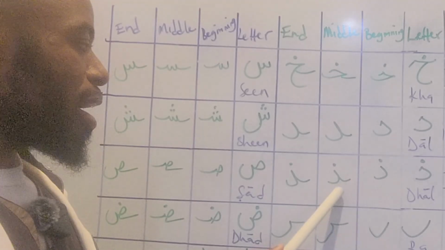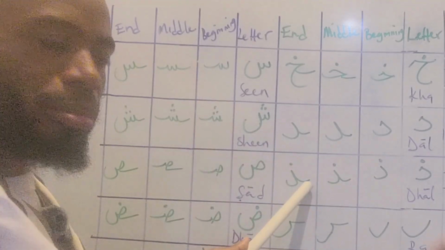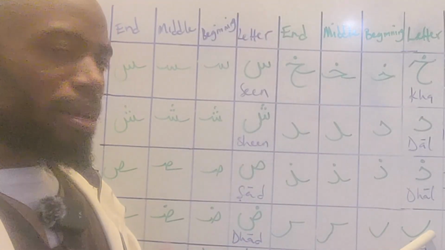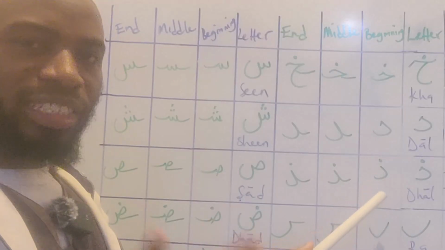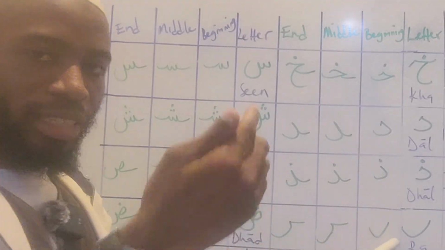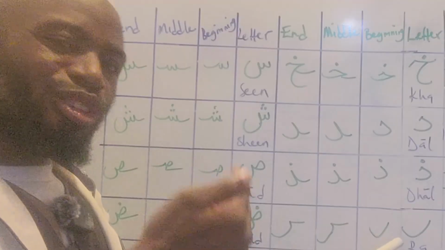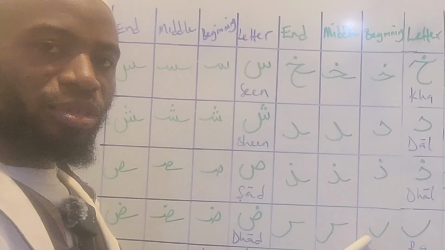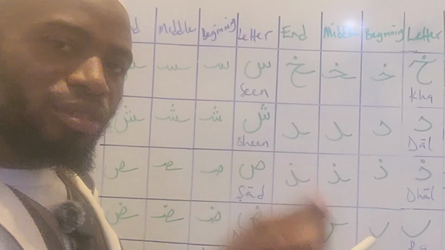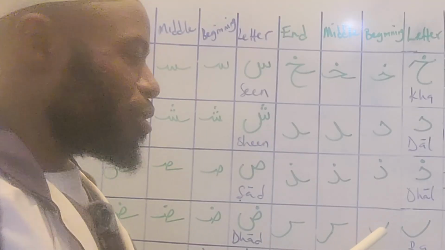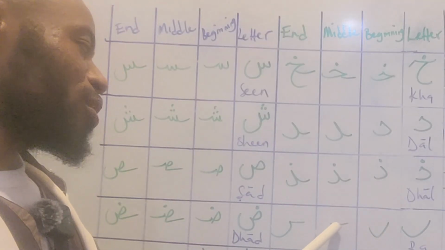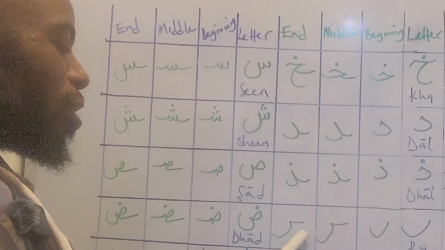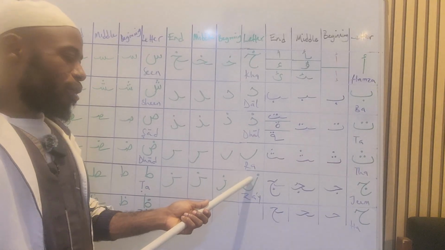The same way for Zal. You can only join from behind. The next one is Ra. Ra has the same structure as Dal, very similar. Dal, Ra. You cannot join anything after Ra. So the only way you can join something with Ra is from behind. That is why you have this mark coming here. This shows you can only join from behind. Ra.